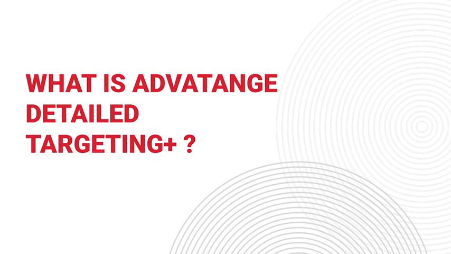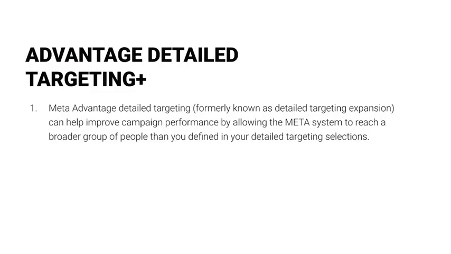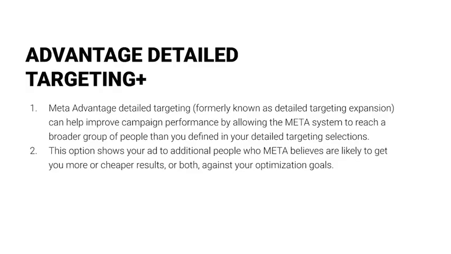What is Advantage Detailed Targeting Plus? Well, Meta's Advantage Detailed Targeting, formerly known as Detailed Targeting Expansion, can help improve campaign performance by allowing the Meta system to reach a broader group of people than what you defined in your detailed targeting selections. Now, this option shows your ad to additional people who Meta believes are likely to get you more or cheaper results, or both, against your optimization goals.